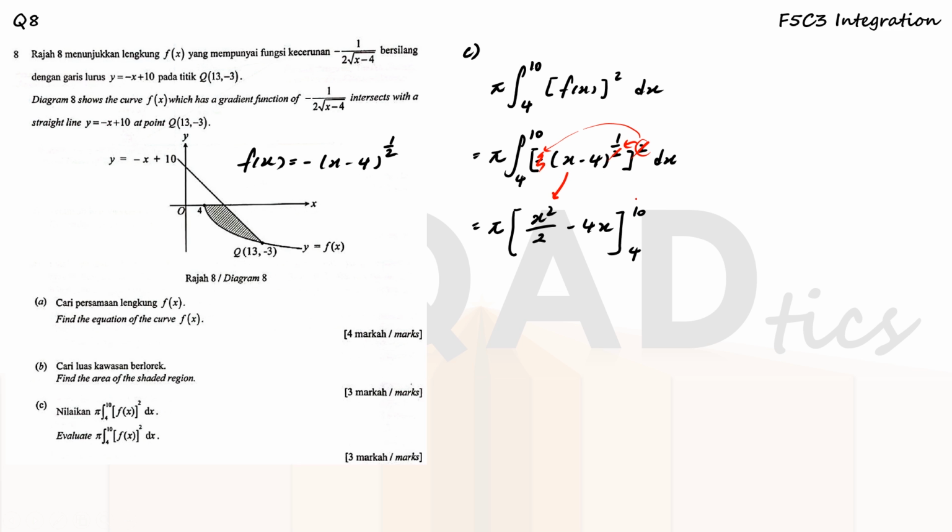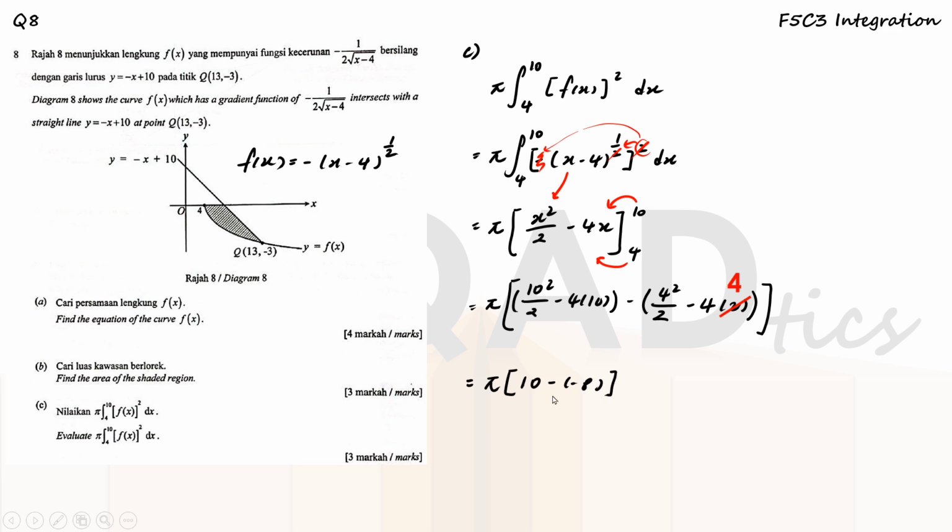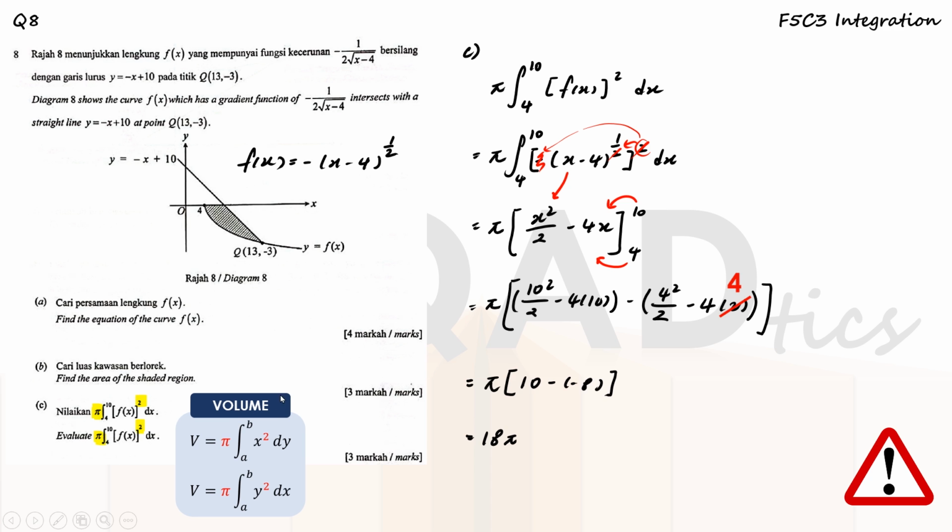Later on we need to substitute 10 and 4 inside and minus the values. Okay, so this is the value if you sub 10, this one is when we sub 4, and by minusing together you will get 18 pi, right? So what are we trying to calculate here? So this one, if you see, we have pi in front and a square. So these two things are a sign that we are actually calculating the volume.